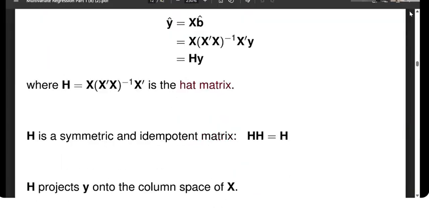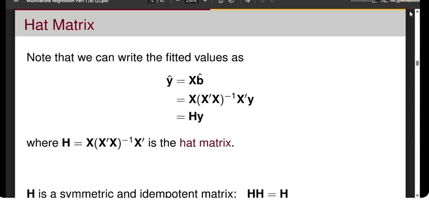Now I want to go into the hat matrix. I'm going to stop at the hat matrix. Of course, I said we're going to do this today, Wednesday, and the other one on Friday. Now let's talk about the hat matrix. What is the significance of the hat matrix, and how can I derive it? Please pay attention. It's very easy.